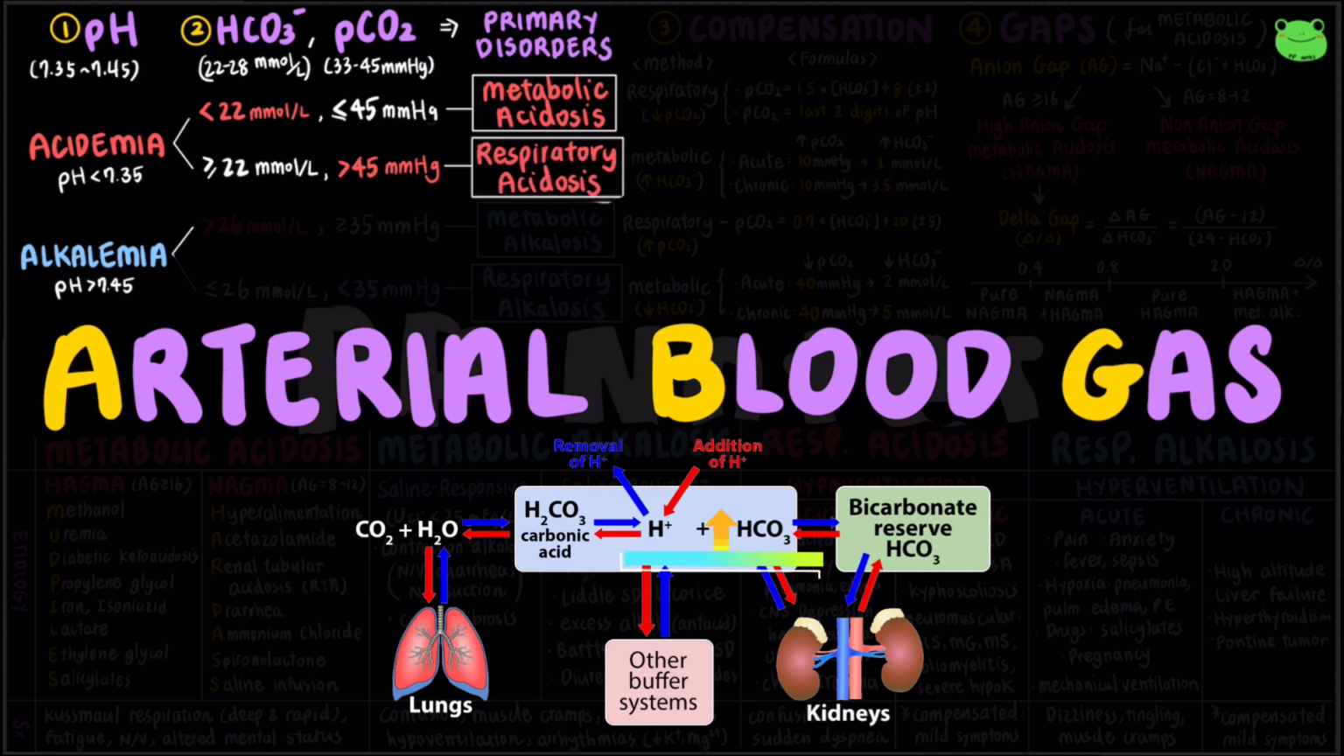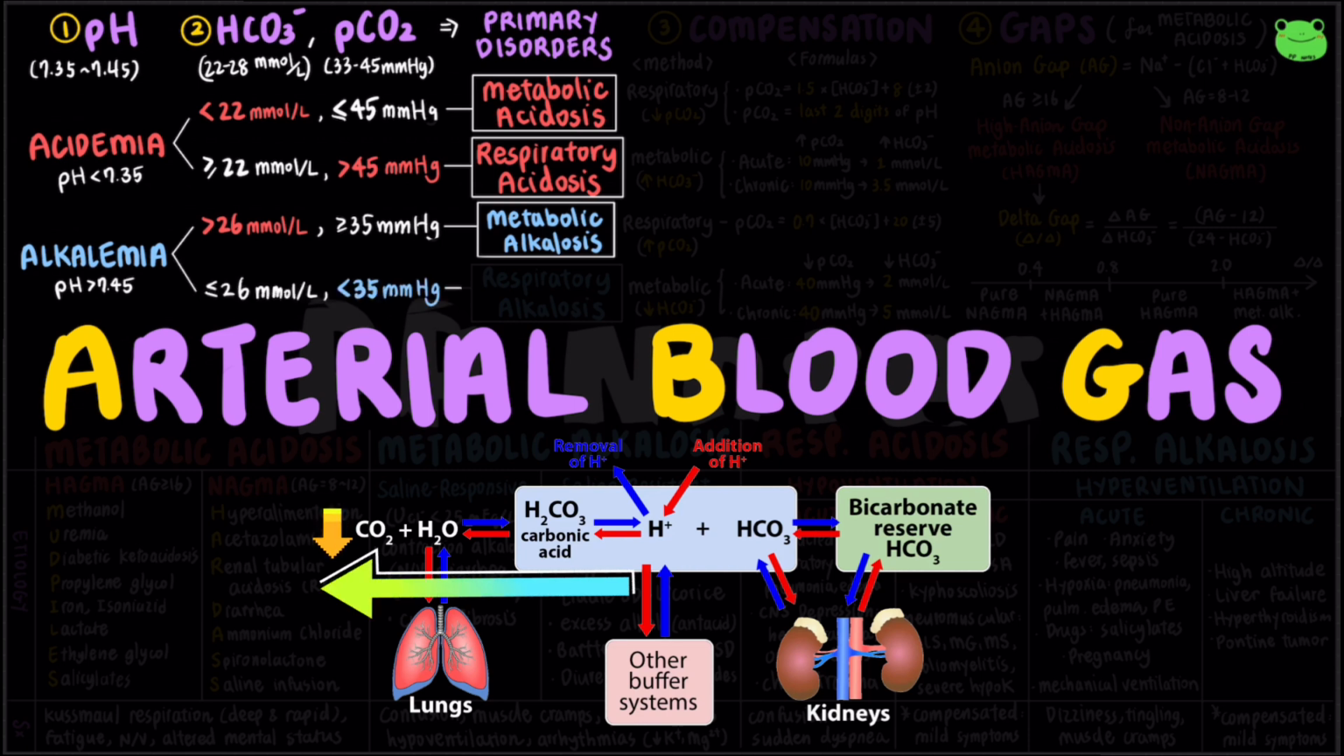If the pH is high and bicarbonate is elevated, it indicates metabolic alkalosis, where there's too much base in the system. Finally, if the pH is high and partial pressure of carbon dioxide is decreased, it points to respiratory alkalosis, in which the patient is blowing off too much carbon dioxide. The abnormal value that matches the direction of the pH is usually the primary disorder.